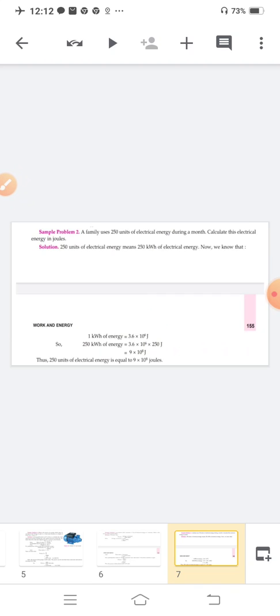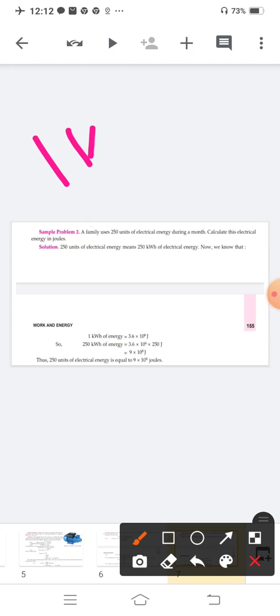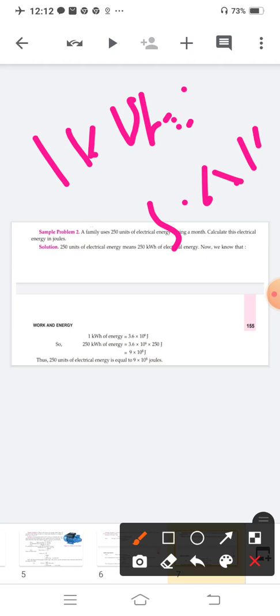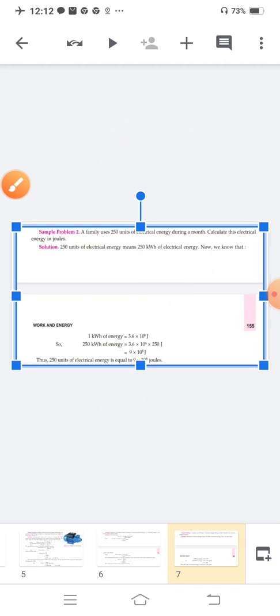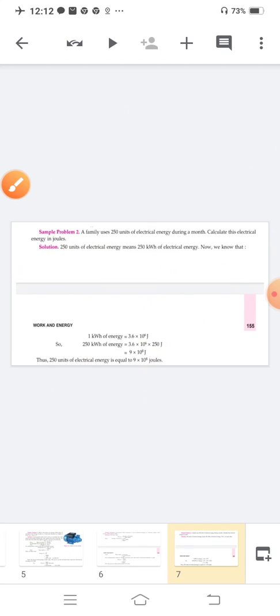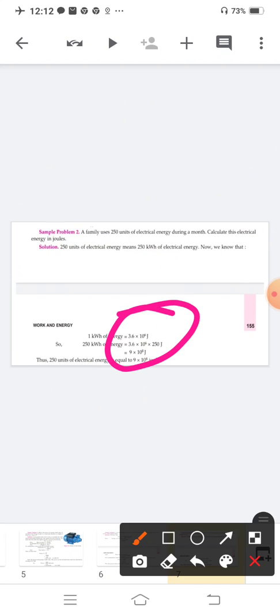Now a family used 250 units of electrical energy during a month. Calculate its electrical energy in joules. 250 units means 250 kilowatt hour. So we know that 1 kilowatt hour is equal to 3.6 into 10 to the power 6 joule. So this multiply with 250. So the answer will be 9 into 10 to the power 8 joule. Is this clear?